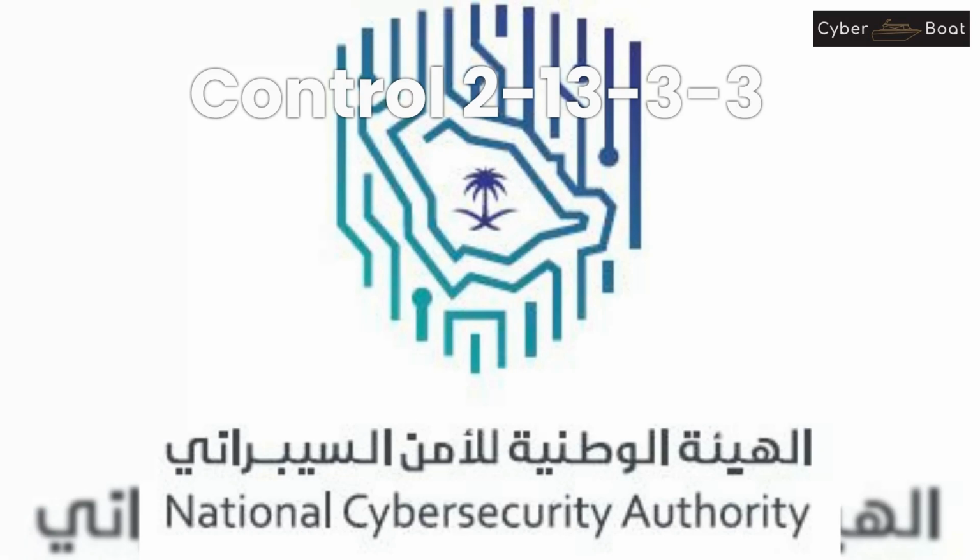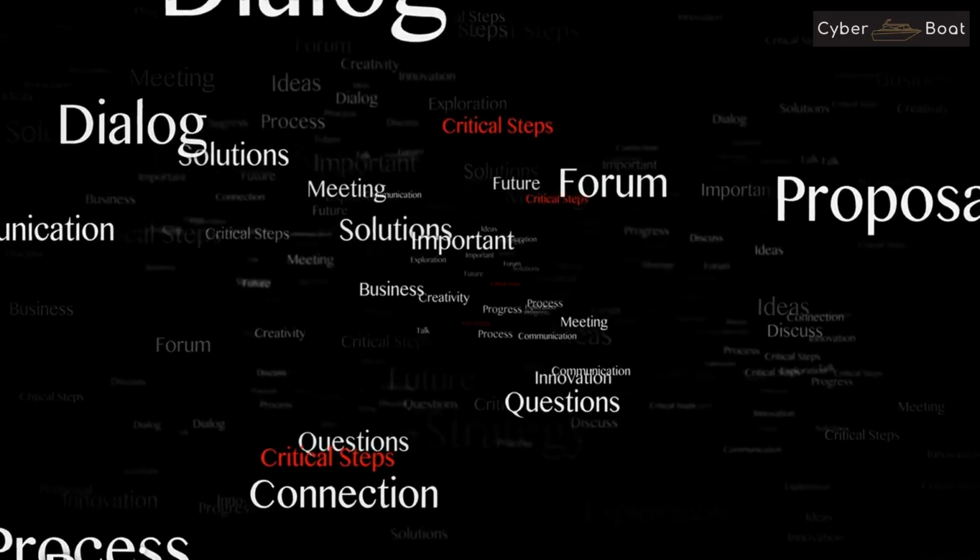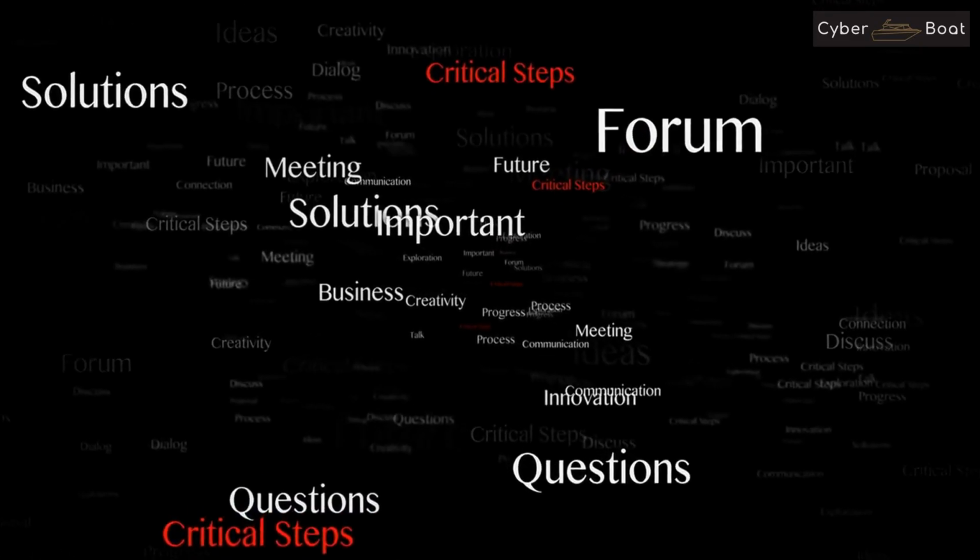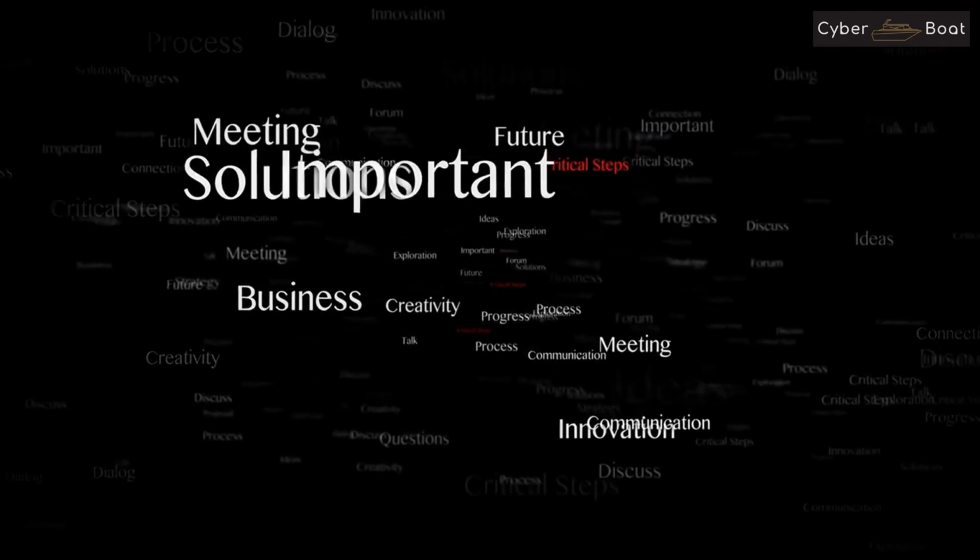Control 2.1.3.3.3. It is essential to have a process in place for reporting cybersecurity incidents to the National Cybersecurity Authority, NCA, as per the Royal Decree No. 37140, dated May 14, 2017. This process should be clearly defined, documented and approved, and should include the following steps.